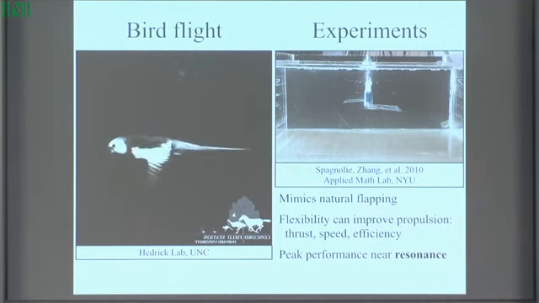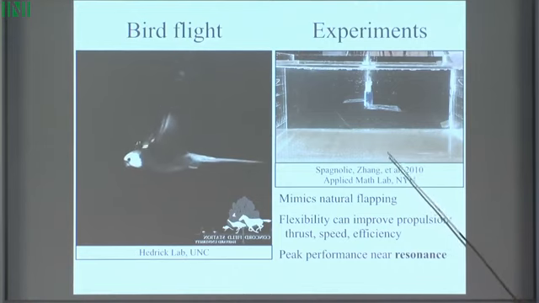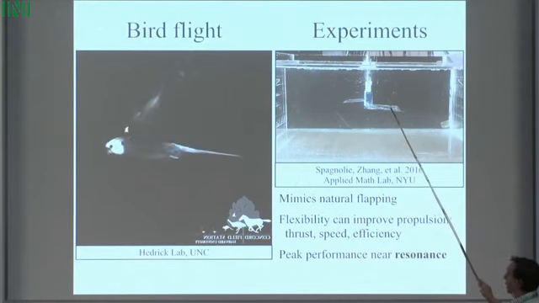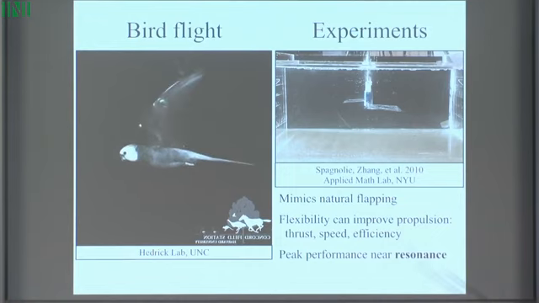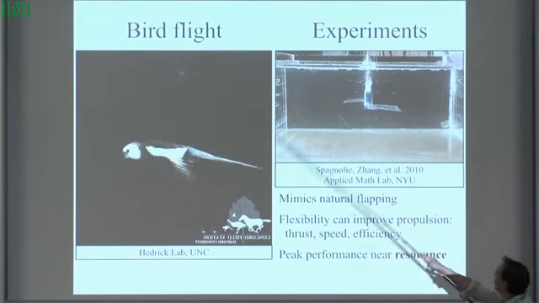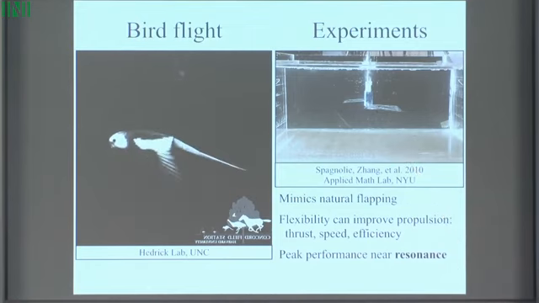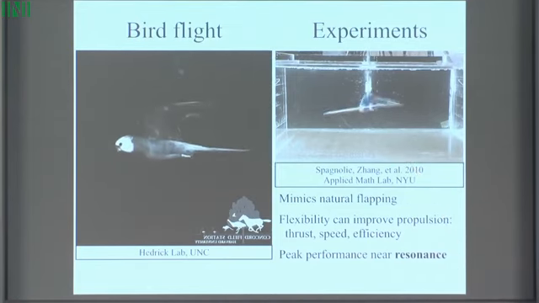There are some very nice, simple experiments that elucidate the same mechanisms. These were done at NYU in the Applied Math Lab. The main difference is that instead of air, we have water. So we have wings in water, and I'll show you what happens.